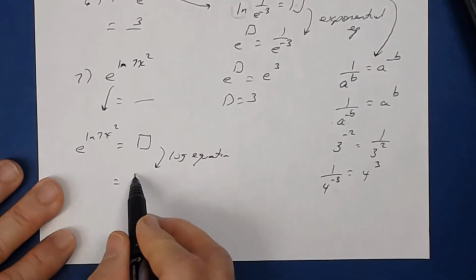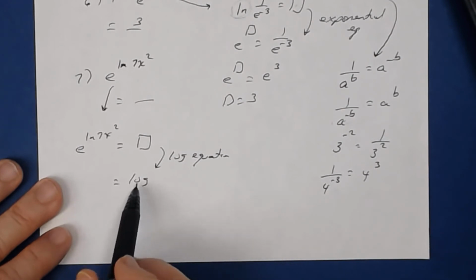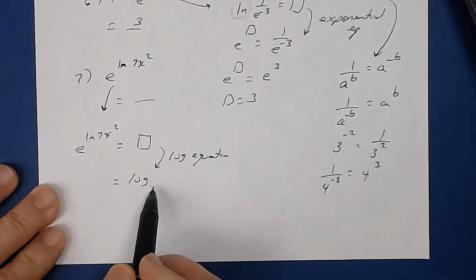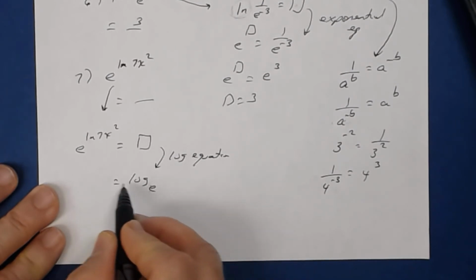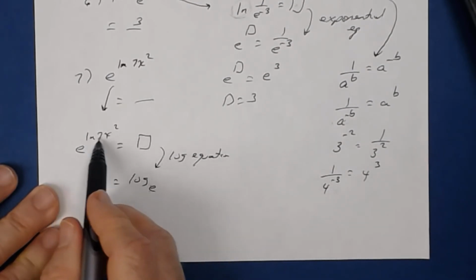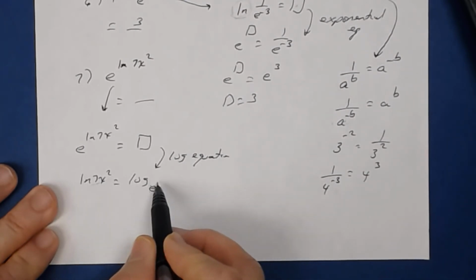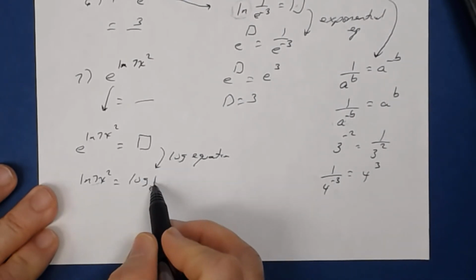So I've got to say equal log. Now remember that base is this base here. So what goes here? E. So we say e to what power? So what goes here? Natural log of 7x squared. And then what am I taking the log of? I'm taking the log of this.